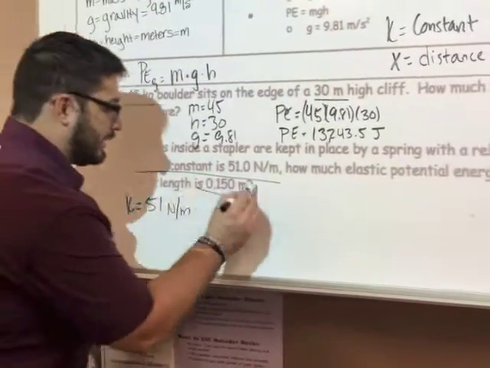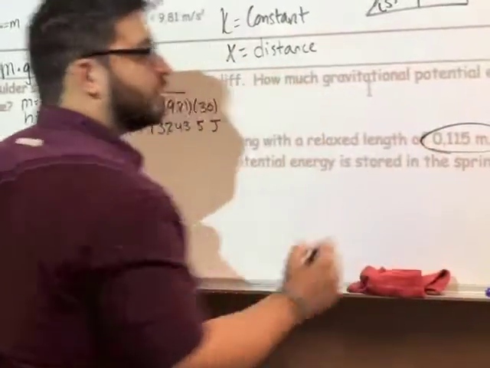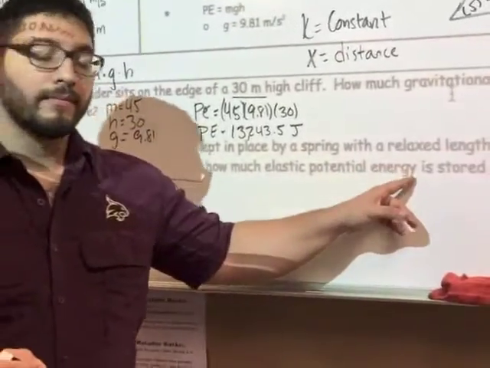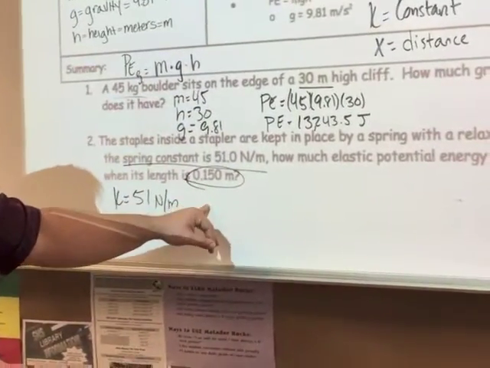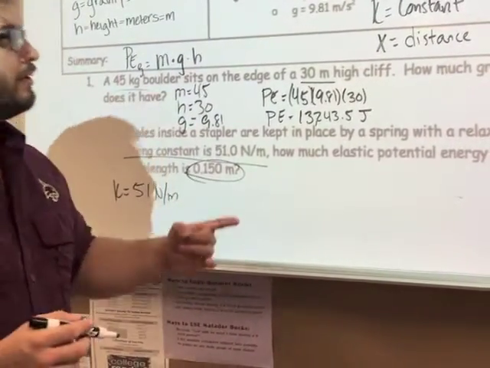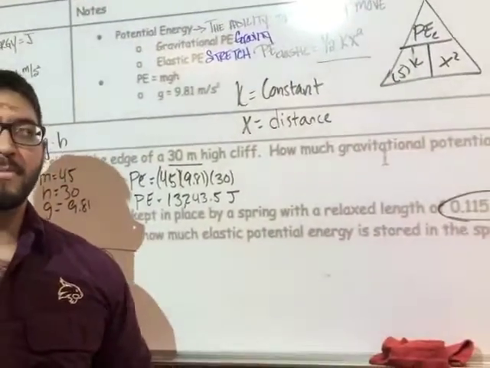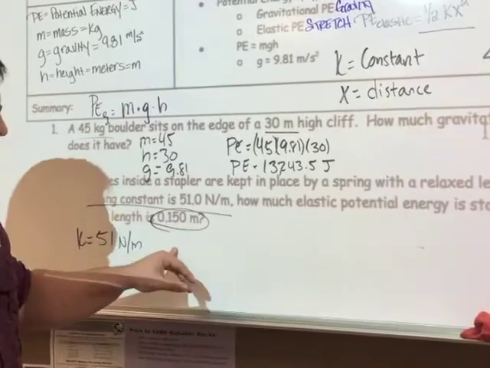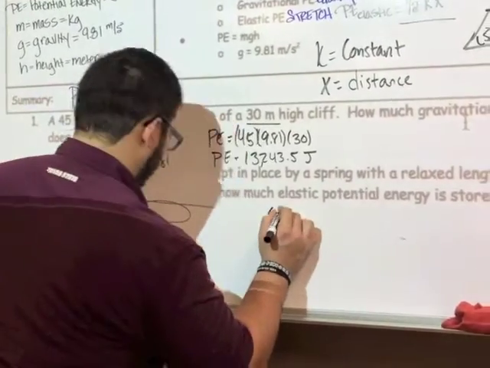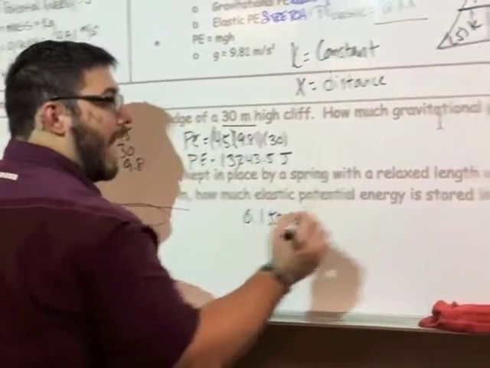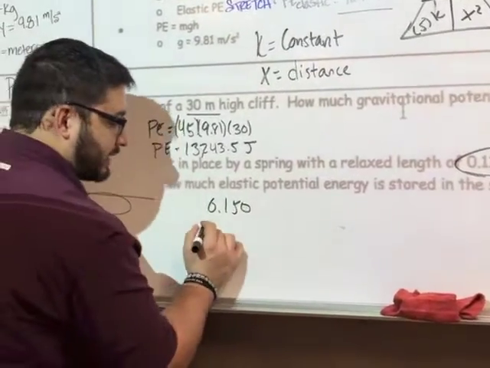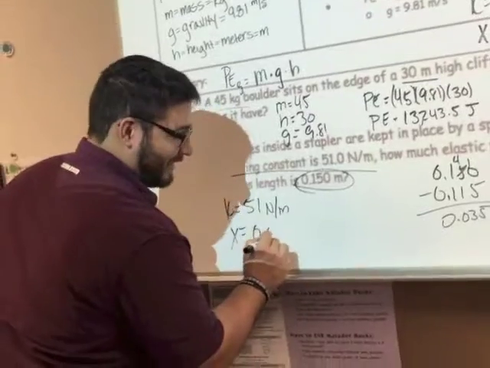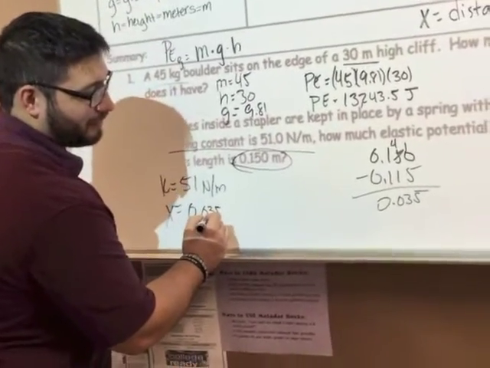Now we have two lengths given to us. We have a relaxed length and we have a stretched length. So we have two, but we only have one place to put it in. So we need to go ahead and make this one number. And to do this, we'll take our stretched length at 0.150 and subtract our relaxed length from it. So 0.115. That gives 0.035.